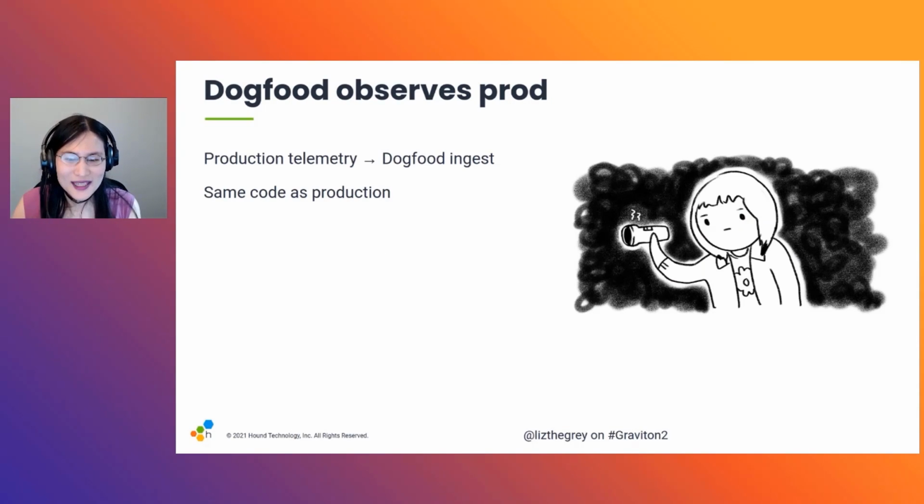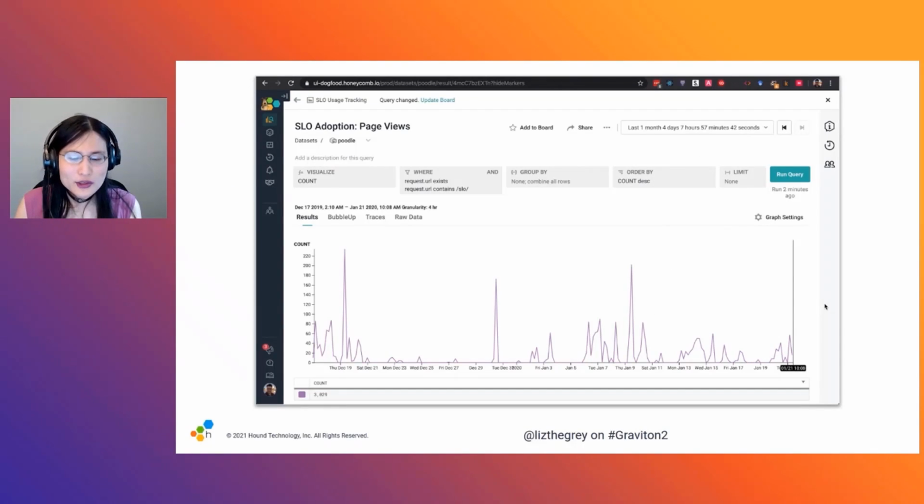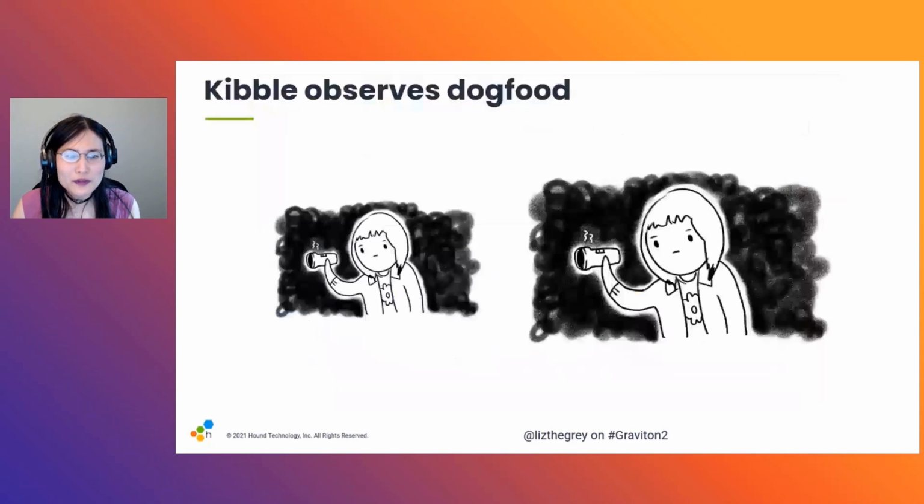But dog food. We have a second copy of Honeycomb that observes the production copy of Honeycomb. It's how we debug Honeycomb itself. So it runs the same exact code, but it's looking at the telemetry coming out of a production environment and ingesting it for the analysis of Honeycomb engineers. And in it, we can do things like look at the adoption of features, for instance, like service level objectives, which are a part of the Honeycomb product suite. So we can look at things like that inside of the dog food environment. But we also need visibility into the dog food environment itself. So we have a kibble environment that observes dog food that we can use to troubleshoot and debug if we do something that breaks dog food.